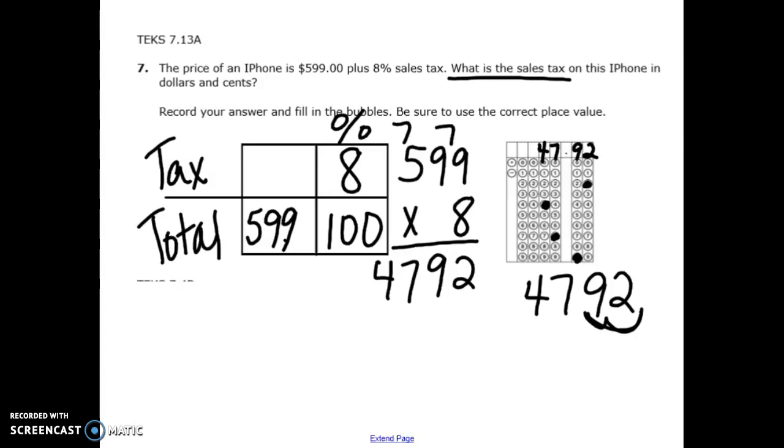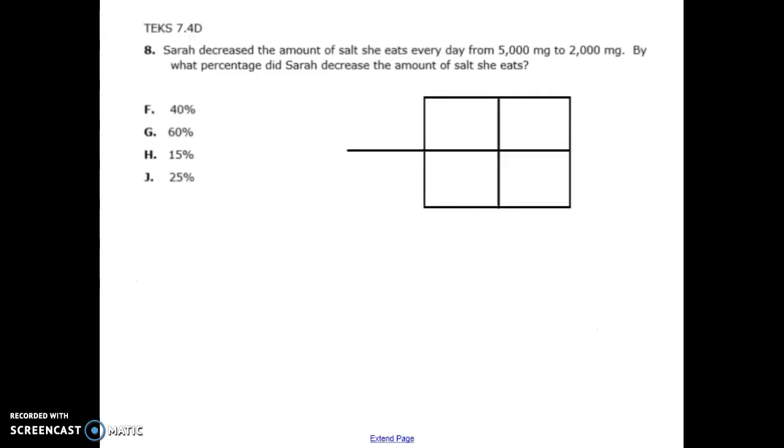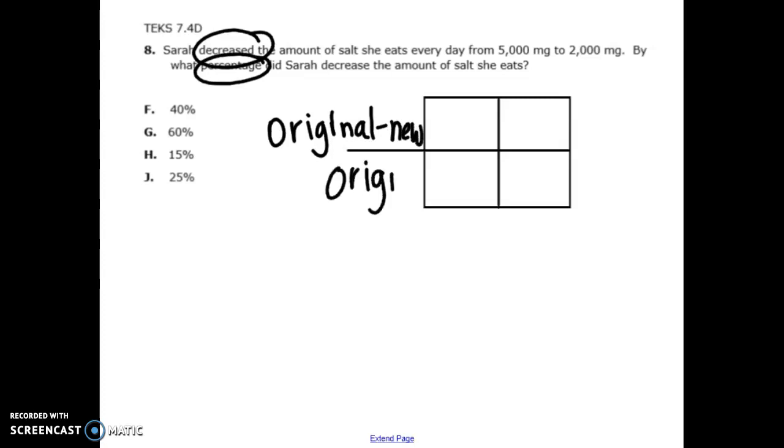Okay. Moving on, if we look at number 8. Number 8 reads, Sarah decreased the amount of salt she eats every day from 5,000 milligrams to 2,000 milligrams. What percentage did Sarah decrease the amount of salt she eats? So this is a percentage decrease because it says the word decreased and it says percentage. So we have to think. We have to go from our original minus our new percentage. So those would be the labels.